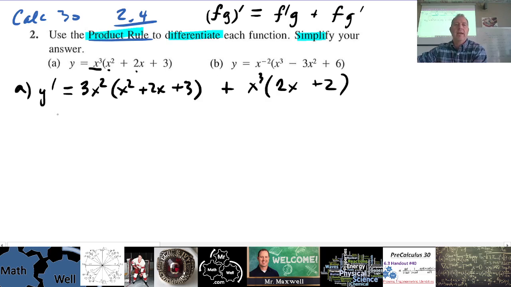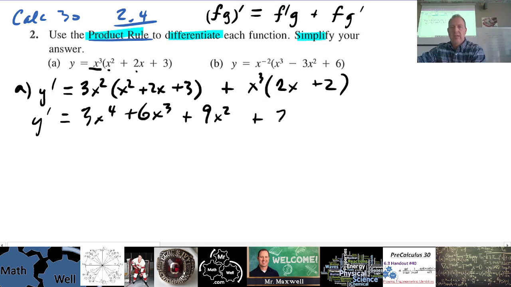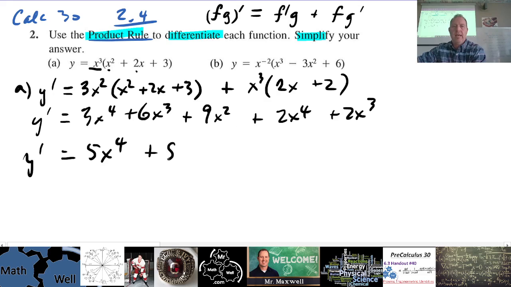Now it does say simplify, so what we're going to have to do is expand, gather like terms and write it as a polynomial. So it's going to look like this. 3x to the 4 plus 6x cubed plus 9x squared plus 2x to the 4 plus 2x cubed. We've got 5x to the 4s, we've got 8x cubes, and we've got 9x squared. I think you can leave it like that.